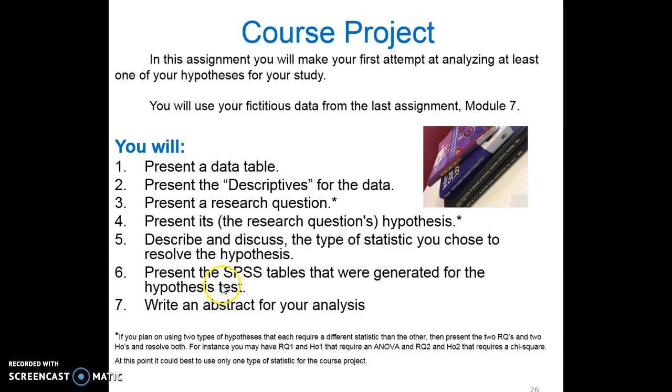Now let's talk about the course project. We're getting closer to you doing a couple of these things. These are a couple of finished dissertations down here.